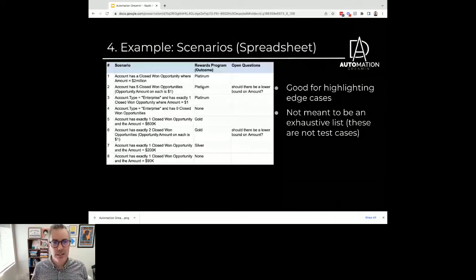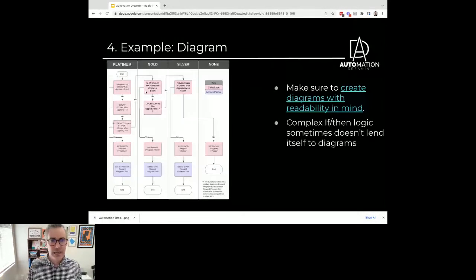And then last is just a logical diagram. And again, this is basically taking those if-then conditions and putting them in a visual format. I'm not going to go through this in detail. And I should also say, this is not necessarily any industry standard syntax I'm using here. If there's one that you're comfortable with, definitely feel free to use that.